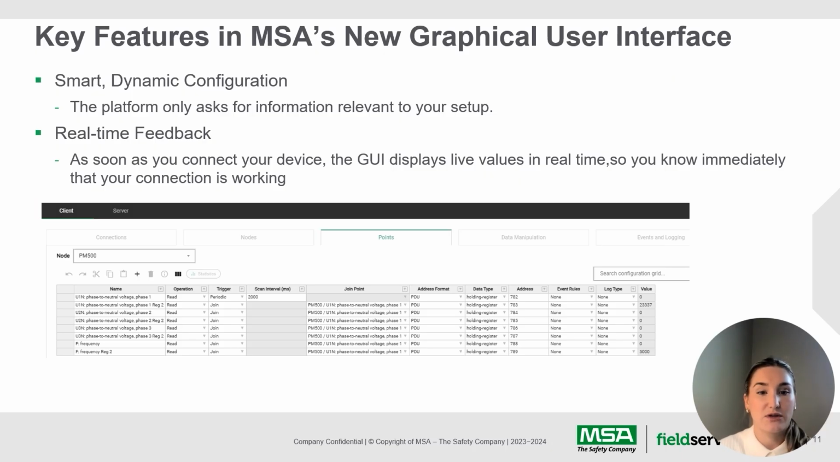Next would be the real-time validation and feedback. Another key feature is real-time feedback, like I mentioned. As you connect your device, the graphical user interface displays live values read from the field device in real time, so you know immediately that your device is working. If anything is missing, misconfigured, or incorrect, the system highlights it in red and walks you through what exactly needs to be fixed to complete a valid setup. This kind of immediate validation helps you catch mistakes early and dramatically reduces the time spent troubleshooting during commissioning.